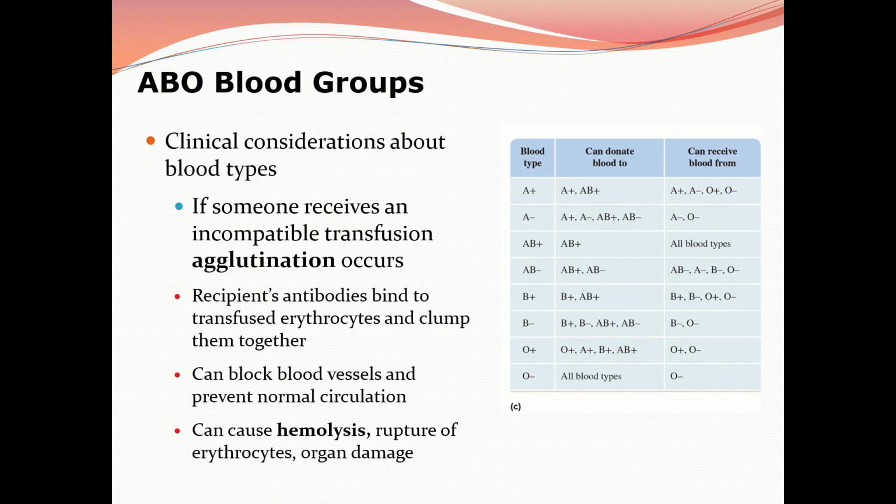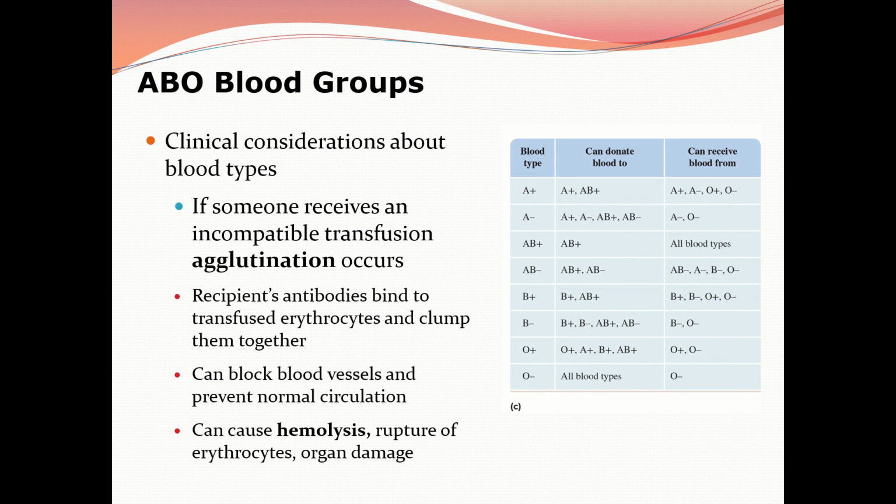Here's a really good table that summarizes what the blood types can donate to and receive blood from. So with A positive, they can donate to A positive and AB positive, and they can receive from A positive and A negative. They can also receive from O positive and O negative. If they're an A negative blood type, they can donate blood to A positive and A negative, or AB positive and AB negative. And they can receive blood from A negative and O negative, and so forth and so on.